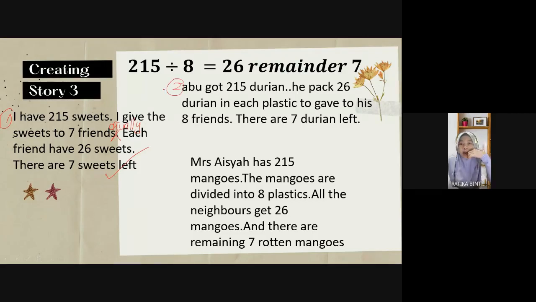Whose number 2 was that? Ryan, right? Abu got 215 durian. He packed. Okay, from so many, he packs a few at a time. He packed 26 durian in each plastic. If you do it like this, this is 215 divide by 26 equal to 8. Remainder 7. So, what you need to do is, Abu got 215 durian.